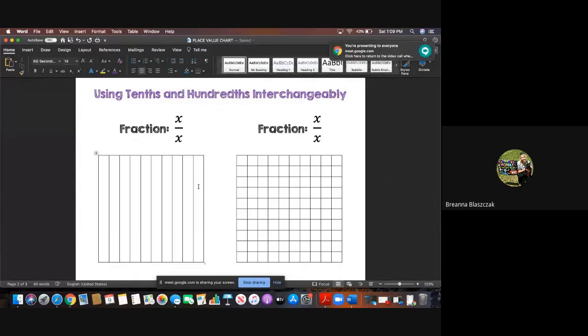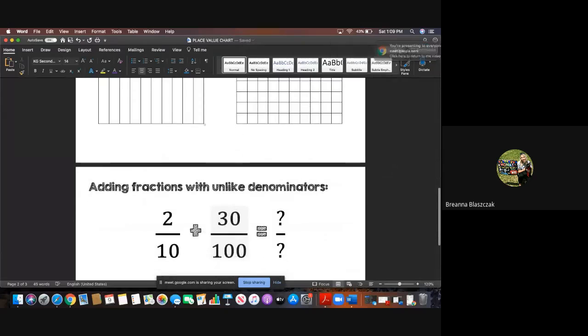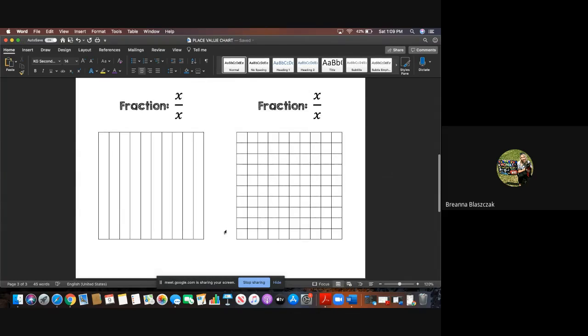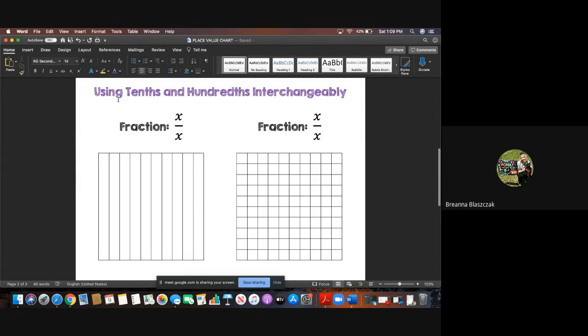All right, so I have some examples here for adding fractions with unlike denominators. When we're adding 2/10 plus 30/100ths, we can't just add those straight across like we would normally do if they were like denominators. They're unlike denominators, they're not the same. So first, we're going to use tenths and hundredths interchangeably by using area models to show that.